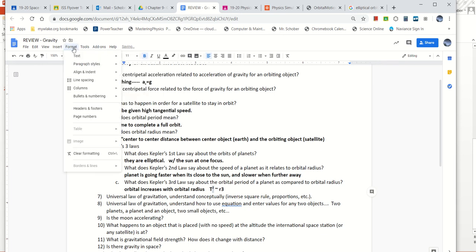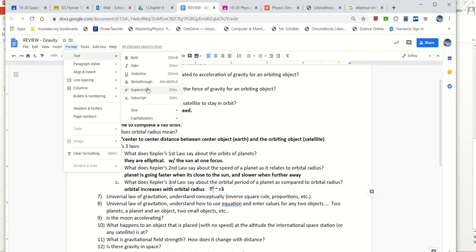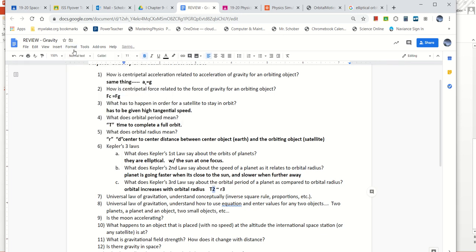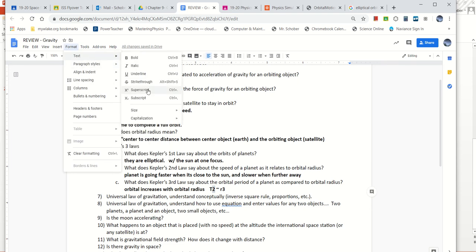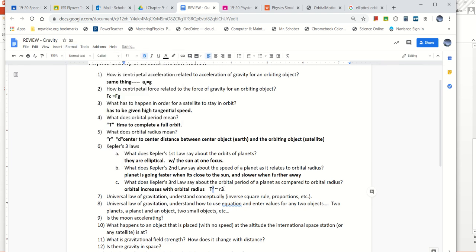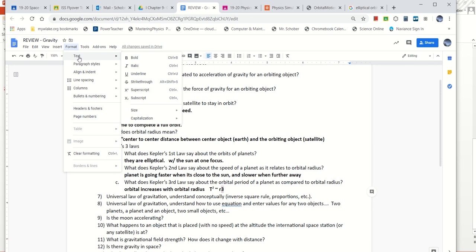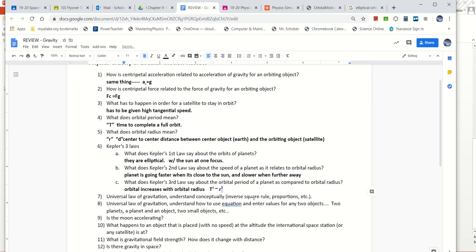Superscript and formats, text, superscript. There's my daughter laughing again. Enjoy her childish giggle. Hi, Izzy. Sorry, I had to find the superscript button there. Okay.